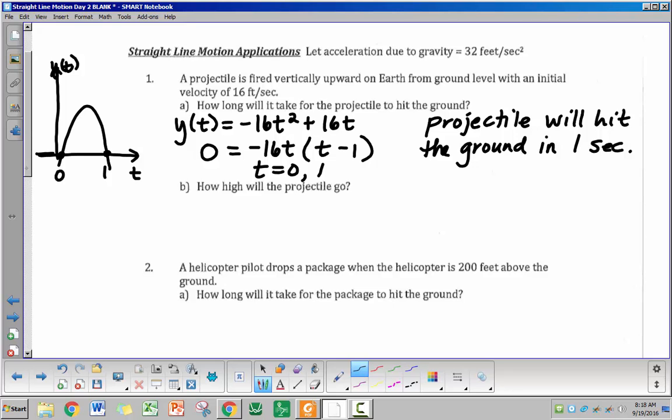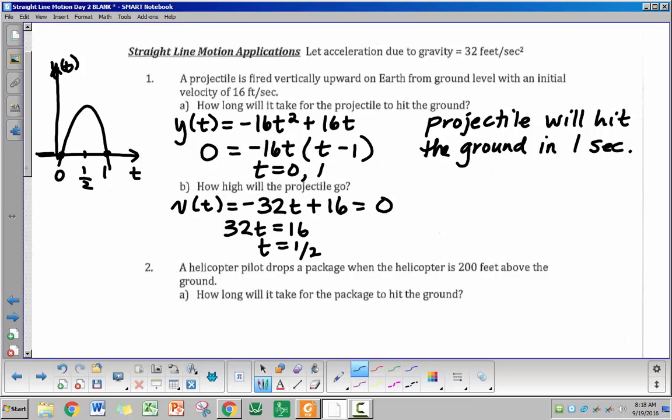Find the velocity. Yes, so we're going to find the velocity, which is the v of t function. The velocity is the derivative of position, which is going to be negative 32t plus 16. And I'm going to set that equal to 0, as Griffin stated. That's going to be 32t equals 16. T equals 1/2. Our instinct was correct. It's going to be at t equals 1/2 because parabolas have symmetry.